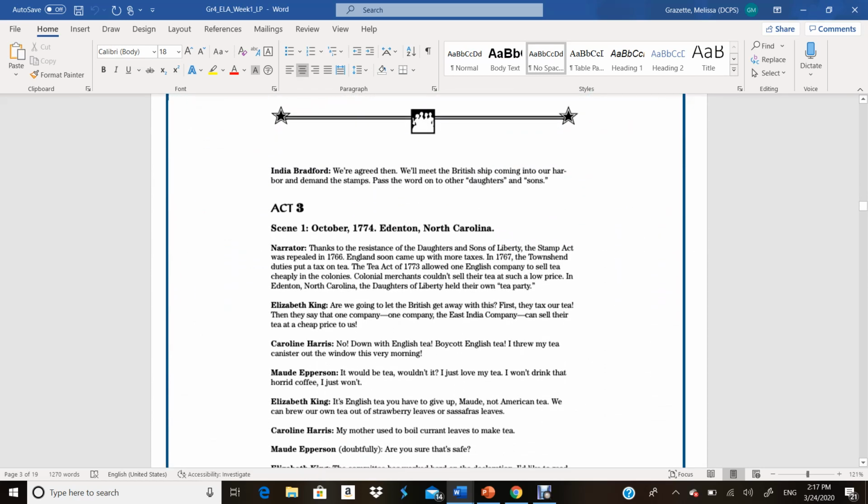India Bradford: We're agreed then. We'll meet the British ship coming into our harbor and demand the stamps. Pass the word on to the other daughters and sons.